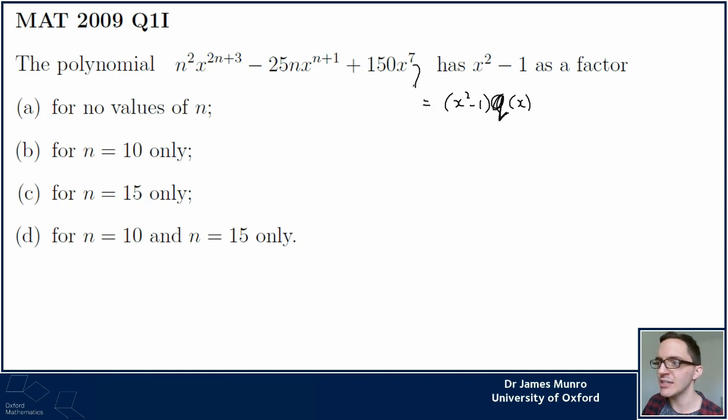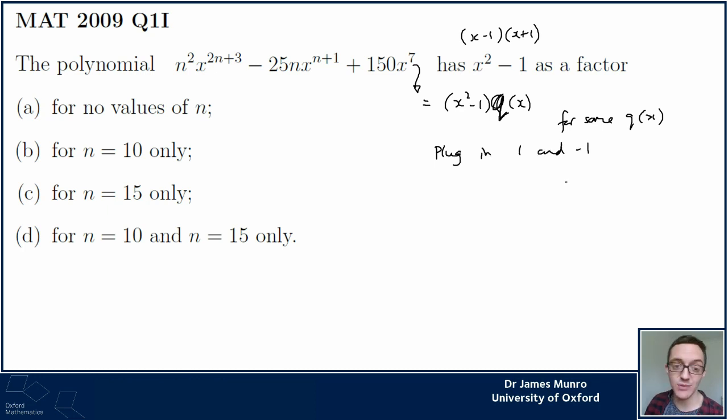We must be able to write it as x squared minus 1 times q of x for some q of x. People in chat have spotted that this is a difference of two squares. This is x minus 1 times x plus 1. So this is like saying it's got x minus 1 as a factor and x plus 1 as a factor. So we should think about plugging in 1 and minus 1 and see what happens.